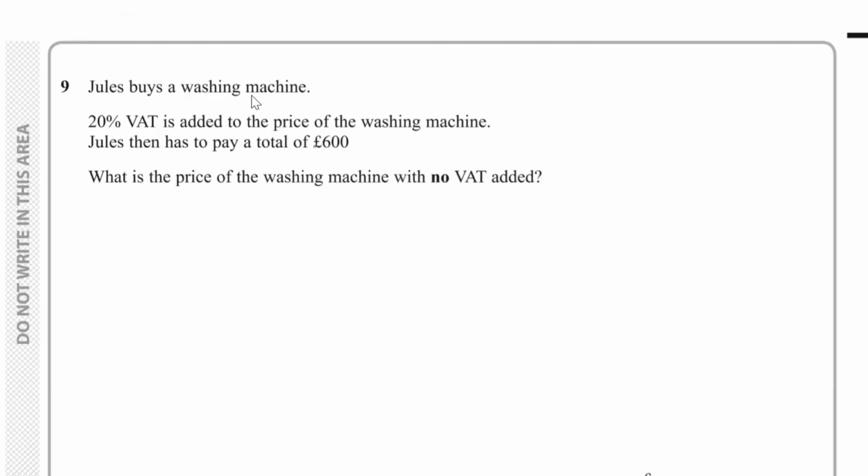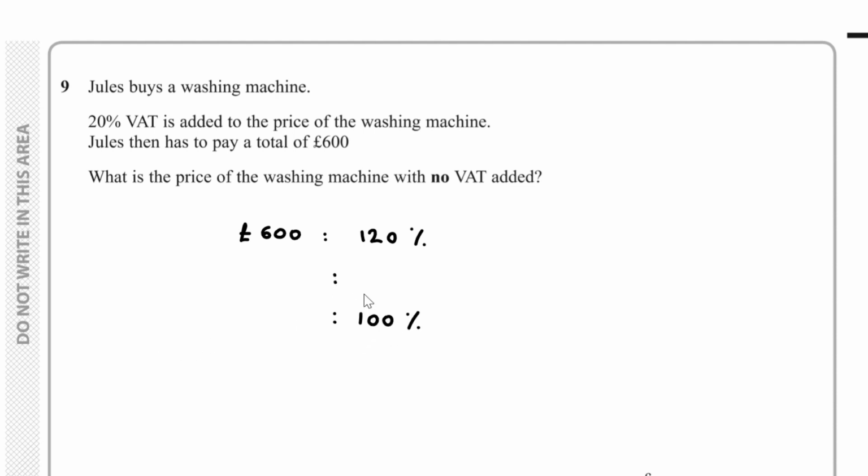Question 9. Jules buys a washing machine. 20% VAT is added to the price of the washing machine. Jules then has to pay a total of £600. What is the price of the washing machine with no VAT added? Well, if 20% VAT is added to the price, that means that the £600 given here would correspond to 120%. And what we need to do is find out the original price, which would correspond to 100%.